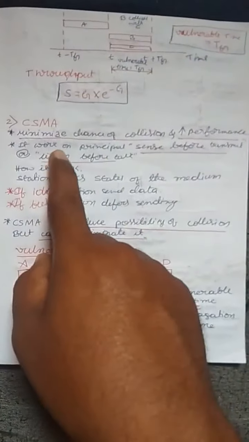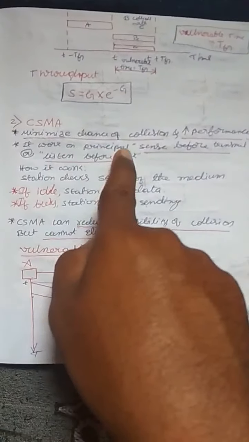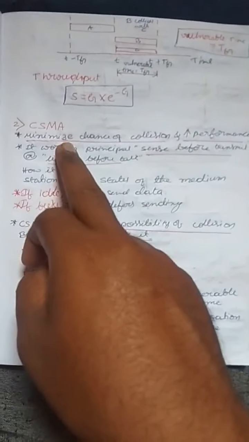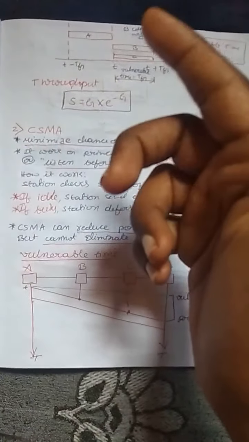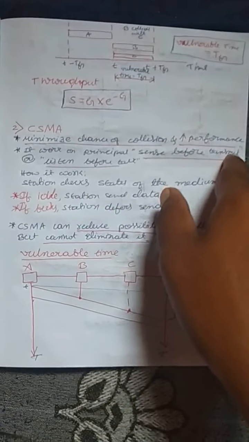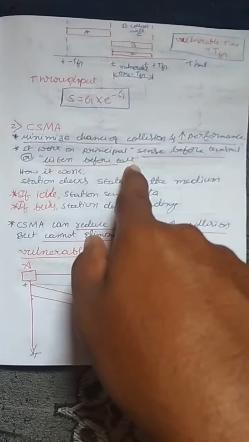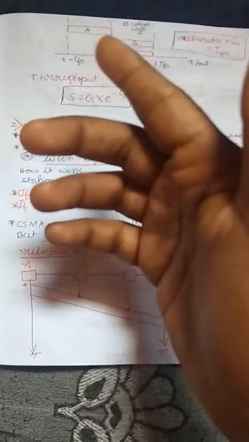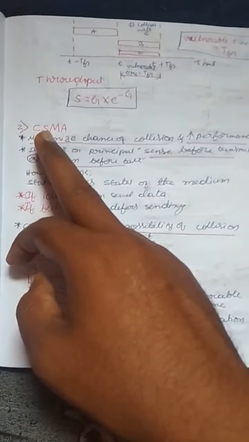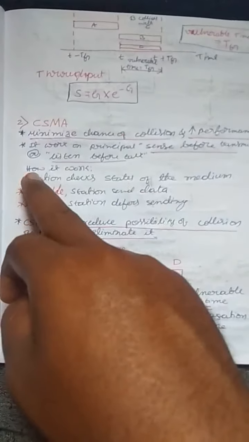It works on the principle of sense before transmission, meaning before transmitting you have to listen. That is, sense before transmit, or listen before talk. Before you reply, you must first listen. That is the principle of this CSMA.